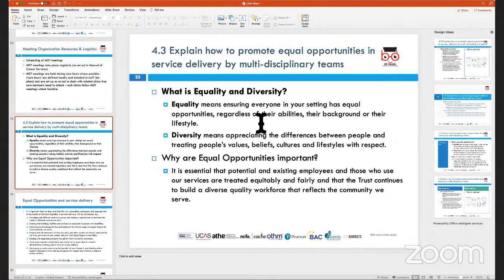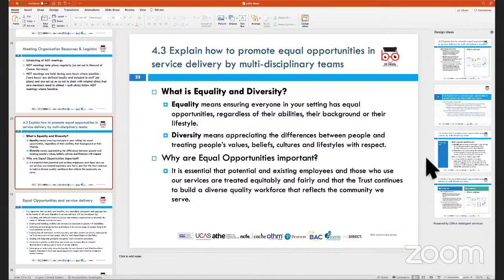So if I have to ask a question, what is equality and diversity? Equality basically means that everybody in a particular setting should have equal opportunities regardless of their ability, background, lifestyle or culture they come from. Because within the NHS and health and social care sector we have a lot of diversity and people come from different backgrounds, what we need to appreciate is that there are people with different cultures, different beliefs, different values, and we should be able to respect all of them when they come together to offer their service to patients and the community in general.